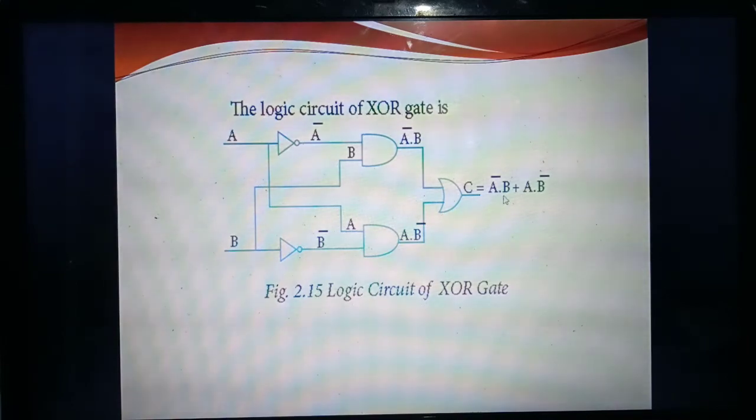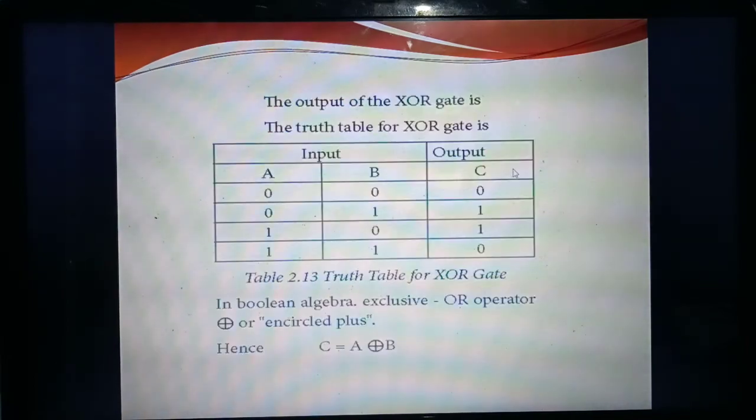Next, A bar dot B. So which gate you should draw? AND gate. So get the input signal from one line from A bar and another from B. Likewise, A dot B bar. Next, both the things are there. You need to add. Add means which gate? OR gate. Understand? So this is the way you are getting this XOR gate.